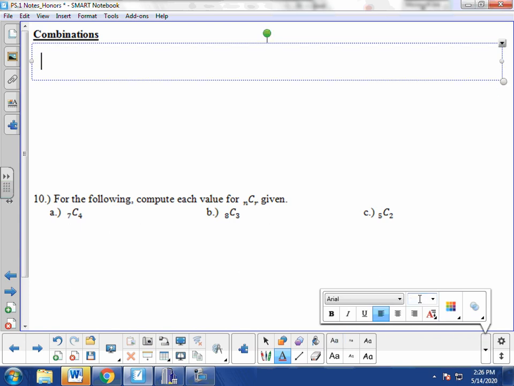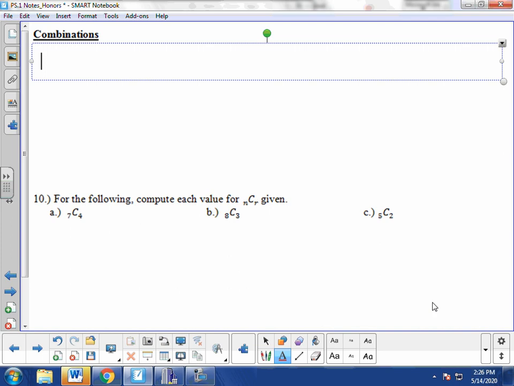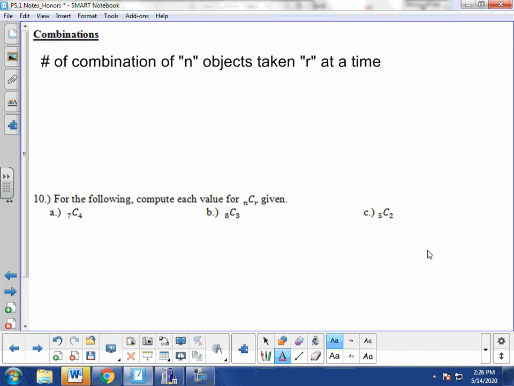Combinations are when you have different possible ways of coming up with events in a given sample space. So there's a formula that we can use to come up with the number of combinations. So let me go ahead and write this out. The number of combinations of n objects taken r at a time. So let's go to the example of a deck.